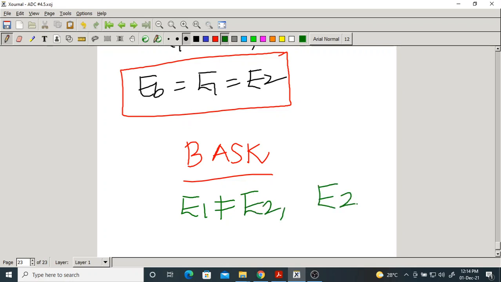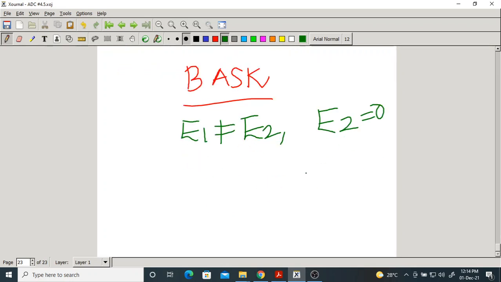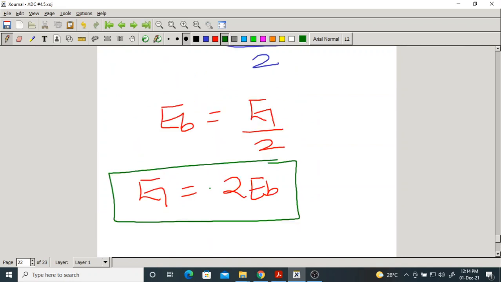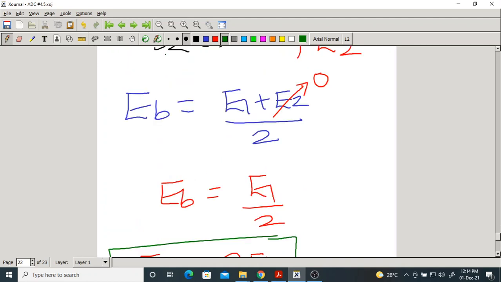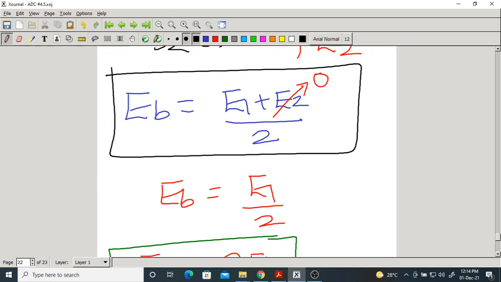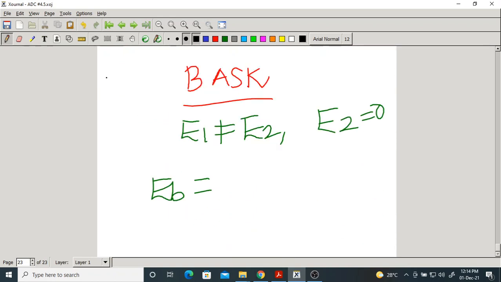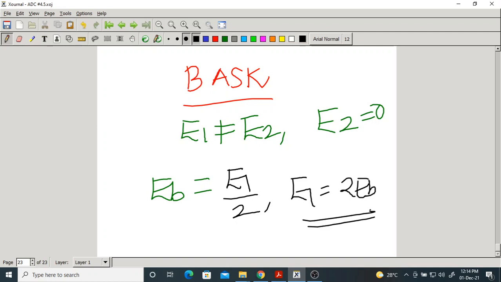E2 is 0. If E2 is 0, what is EB? We should not change the formula for EB. We keep EB the same throughout all schemes for fair comparison. Let me be clear on this. We should stick to this formula. It is very, very important. I will explain why. But here EB equals E1 by 2, or E1 should be equal to 2 EB.